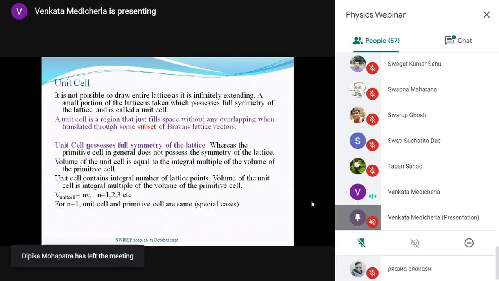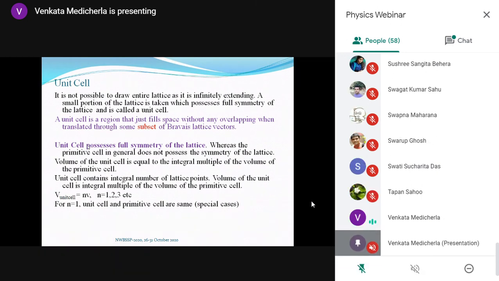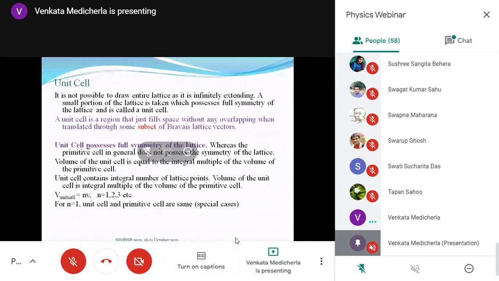But generally, when you want to look at a crystal, if you have a unit cell, just by looking at the unit cell, you can say what kind of symmetry the crystal or lattice has. But just by looking at the primitive cell, you can't say that. That's why the concept of unit cell is used regularly in our solid state physics.